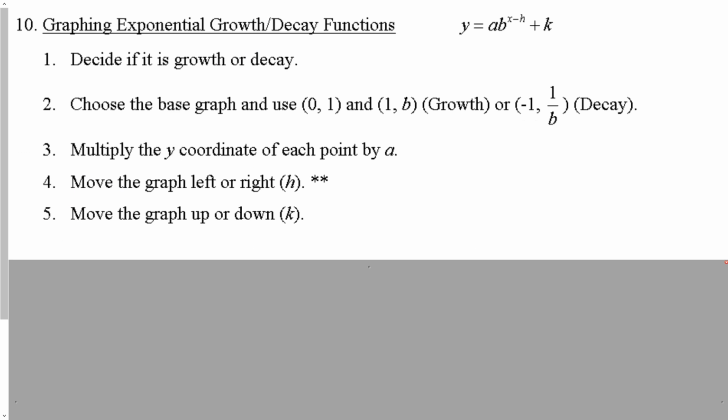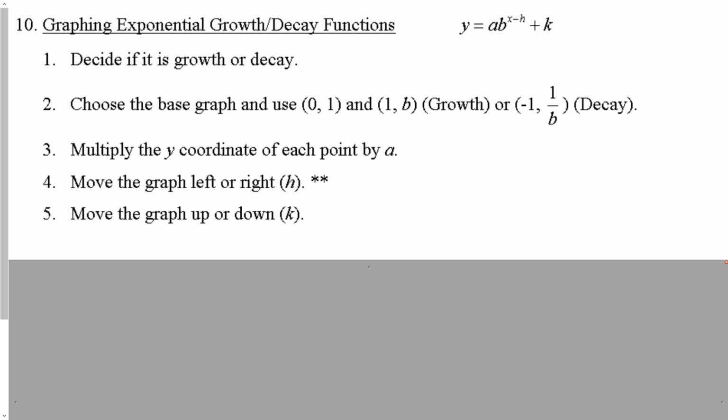So in order to graph any exponential growth or decay function, you first have to decide whether it's growth or decay. You have to choose the base graph using either the points (0, 1) and (1, b) if it's growth, or (0, 1) and (-1, the reciprocal of b) if it's decay. If you have an a value that's not 1, you have to do step 3 here: multiply the y coordinate of each by that a value.